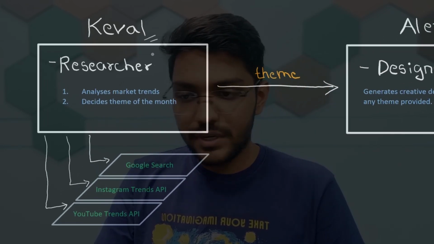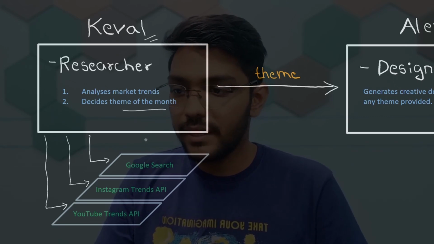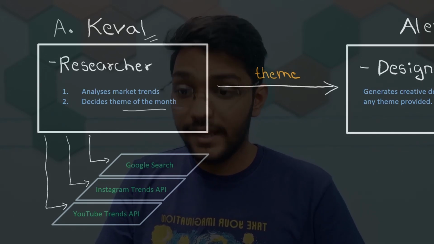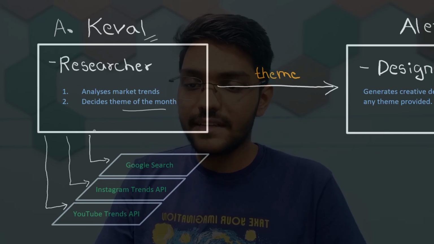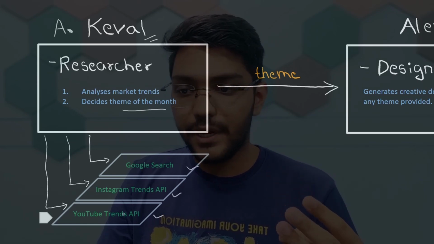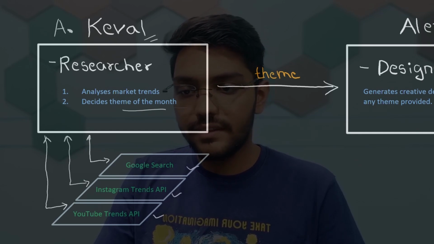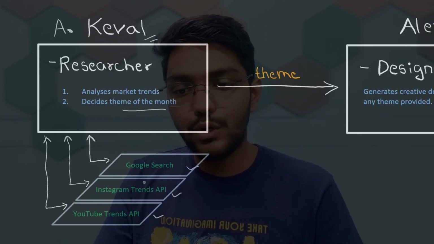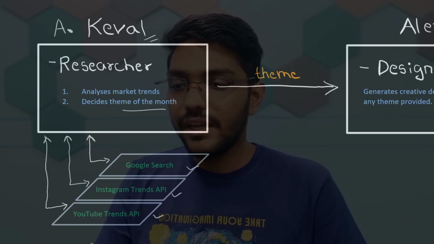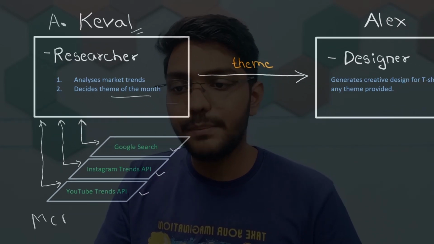My work was to research market trends and analyze them and finalize a theme for this month. Now this work will be done by an agent Keval. This agent has access to Google search, Instagram trends API and a YouTube trends API tools. It gets all the information regarding the trends and then generates a report on the most trending topic suitable for the t-shirt business. So here the tools that we have seen used by an agent are called MCP tools.